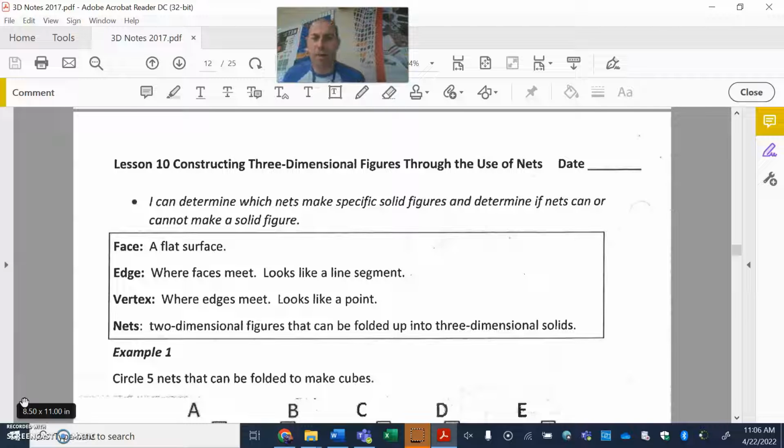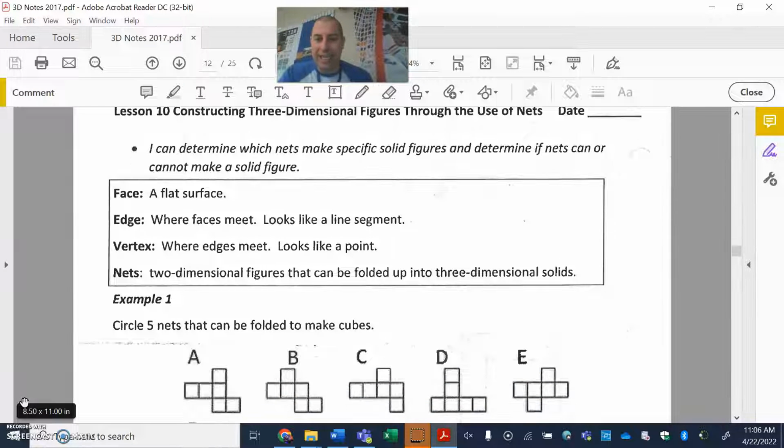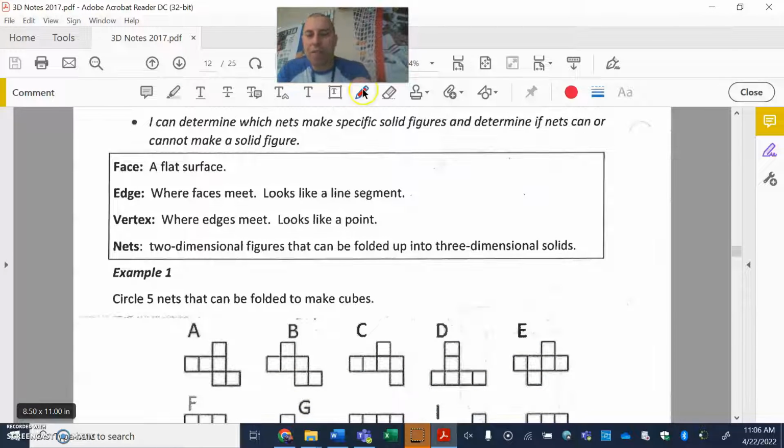Hey, so we're talking about shapes here, and the parts of the shapes, naming of the shapes, all that type of good stuff. So, first of all, we've got these things that are called faces, edges, vertex.